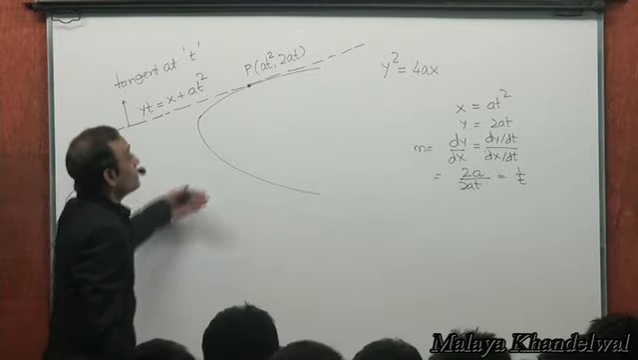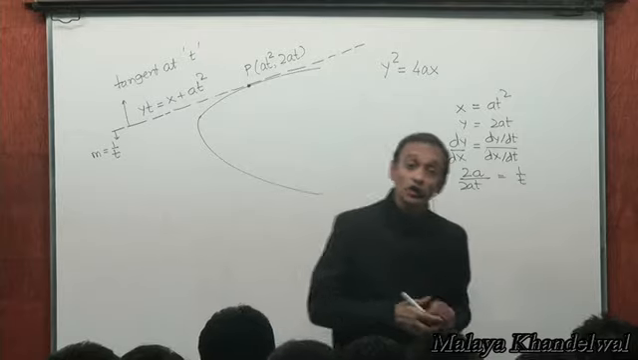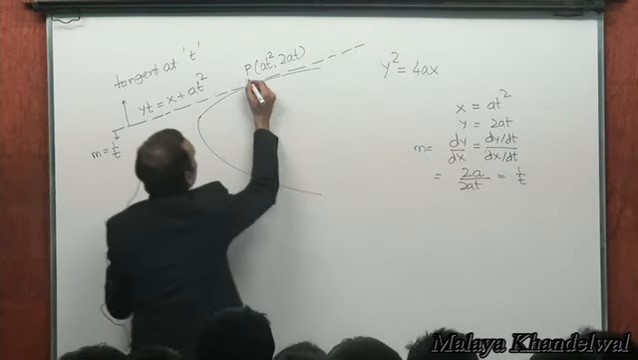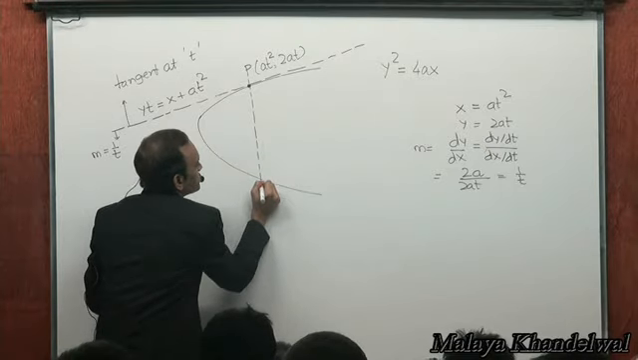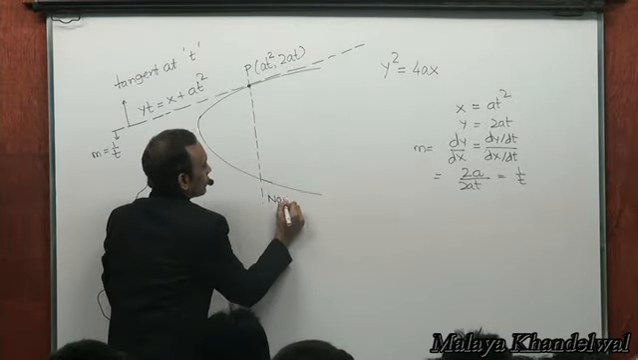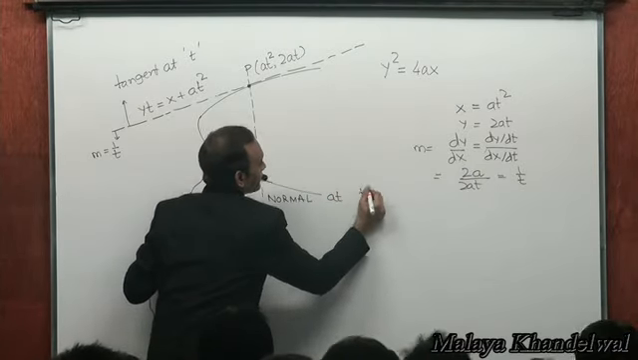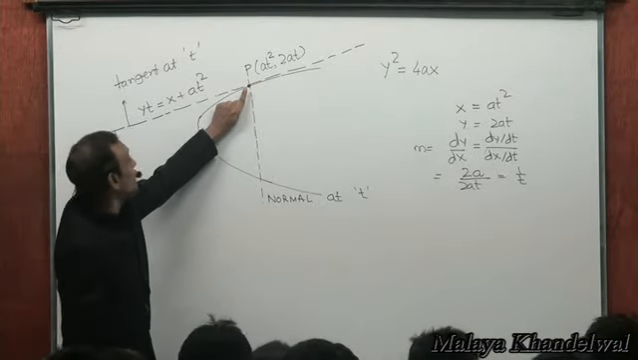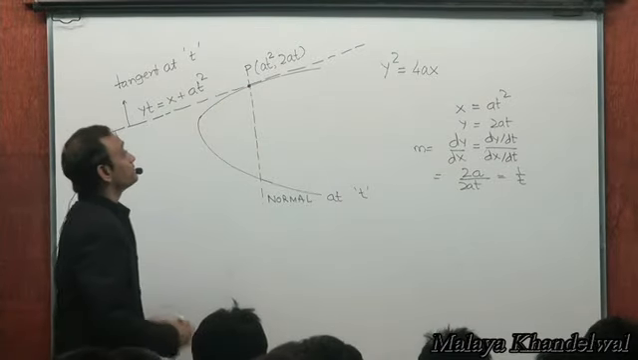A normal is a line passing through the point of tangency and perpendicular to the tangent. That's a normal, right? So a line passing through the point of tangency and perpendicular to the tangent is a normal. This is a normal at t. So we say t is the foot of this normal. That's what we say, right?